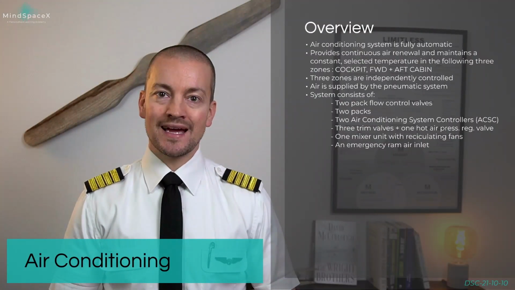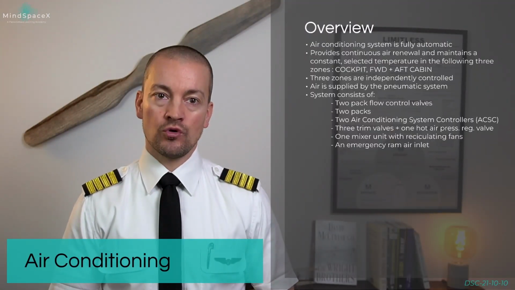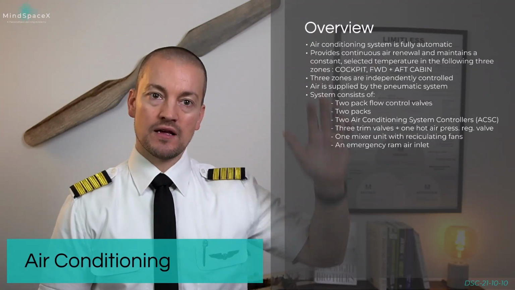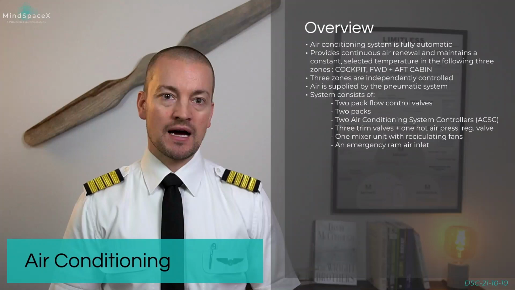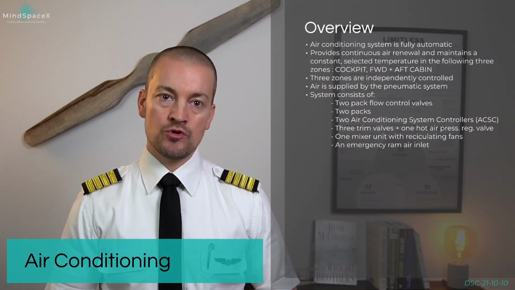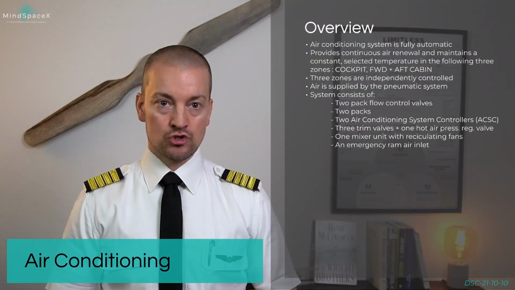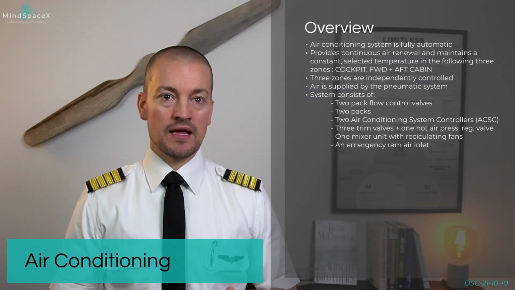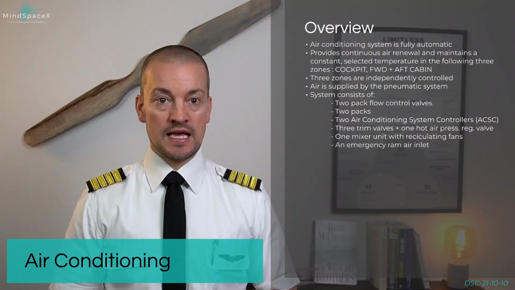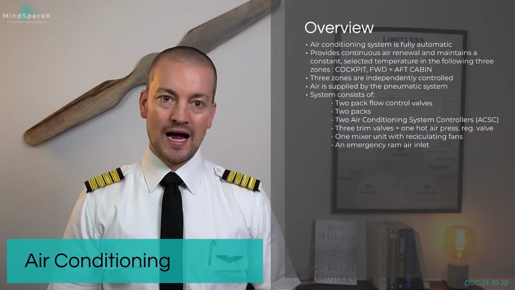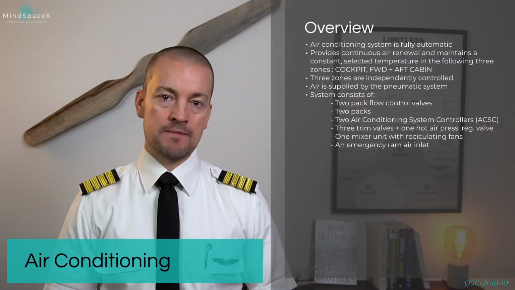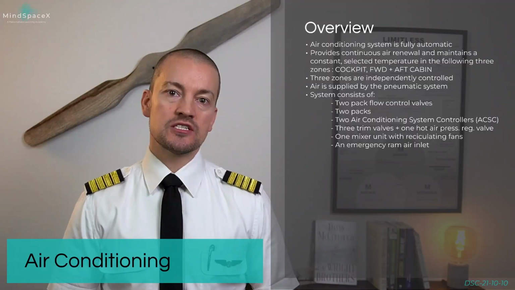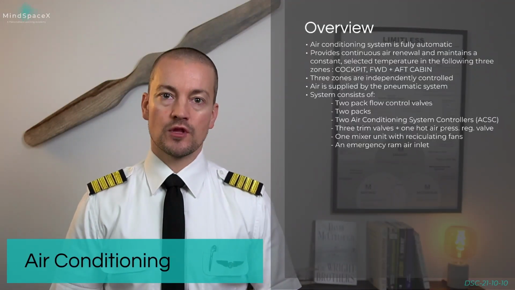The 3 zones are independently controlled via the overhead panel, as we're going to be seeing a little bit later. Air is supplied from the bleed system, from the pneumatic system. The sources of air can either be the engines, the APU, or high pressure or low pressure ground connections for air. The air conditioning system consists of the following components.